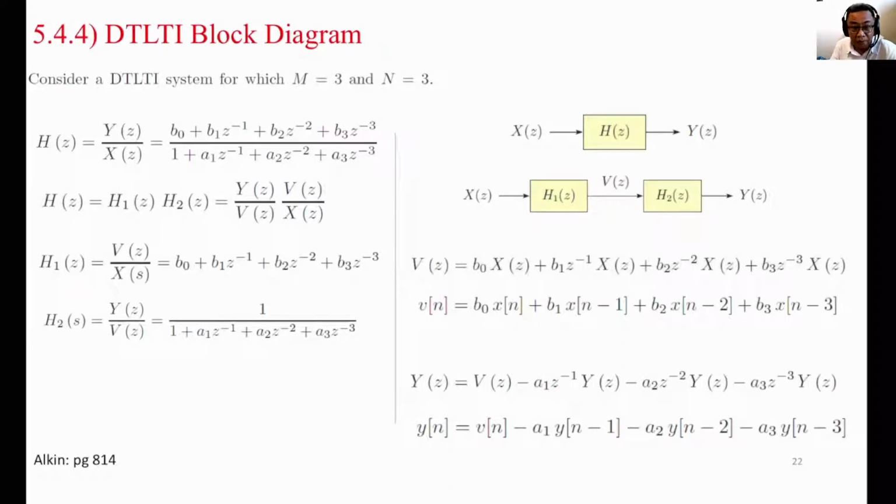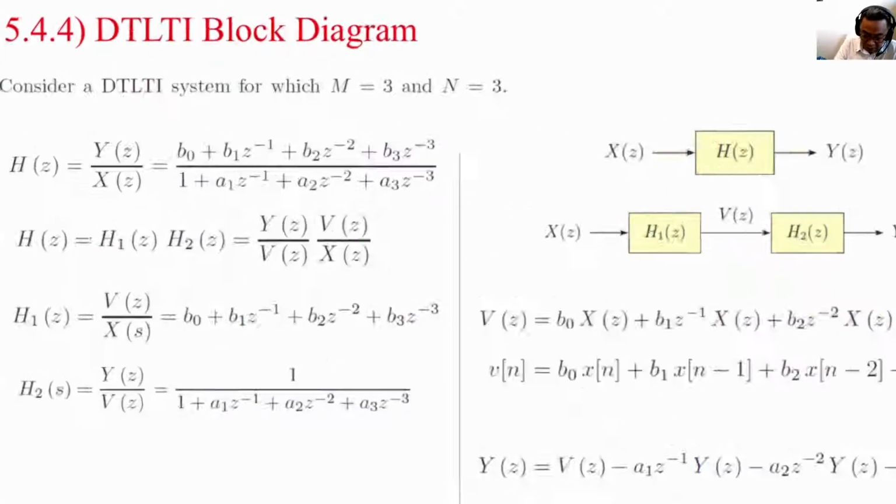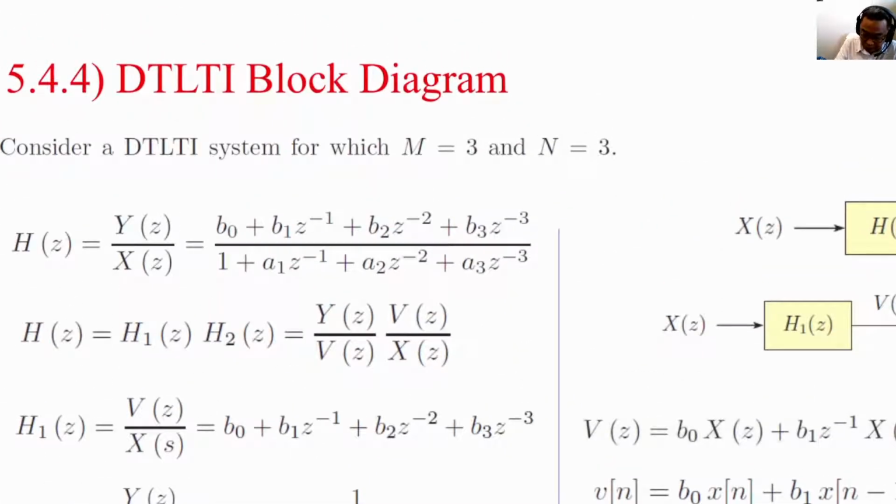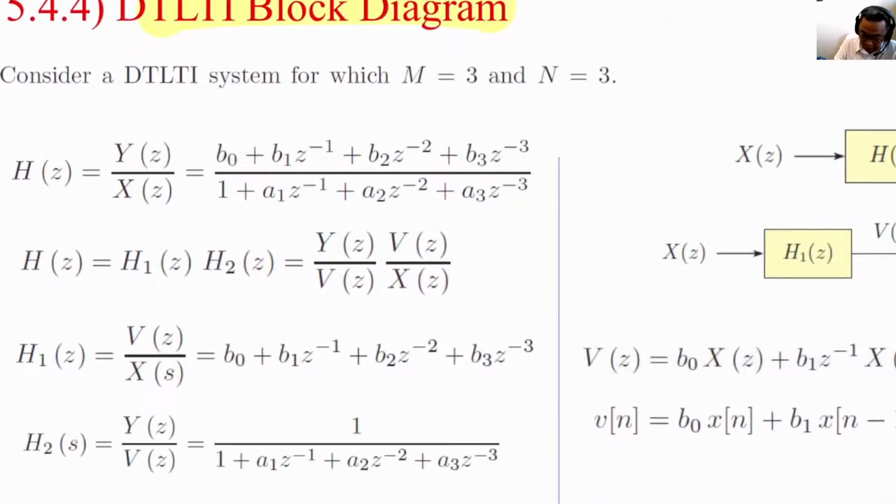This is chapter 5.4.4 of Z-Transform, in which we study the block diagram realization of the difference equation. Given a difference equation, we can transform it into the transfer function H(z), relating the output Y(z) over X(z). These are the coefficients of the numerator versus the coefficients of the denominator. Once we are in this form, we can break H(z) into any parts we want. We can factorize it into any part we want.